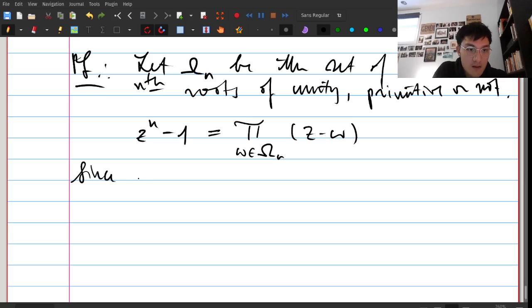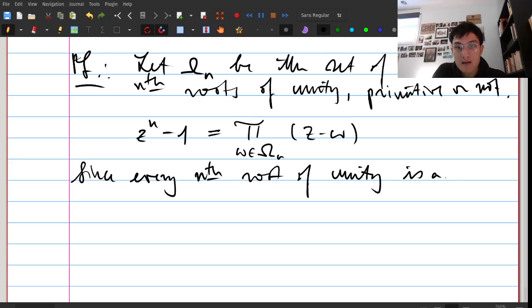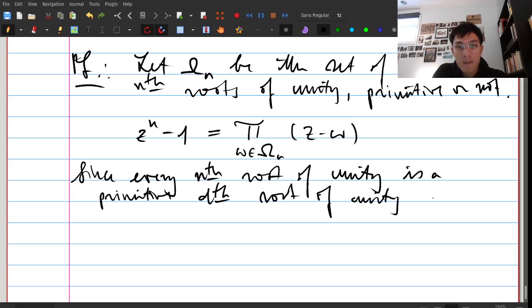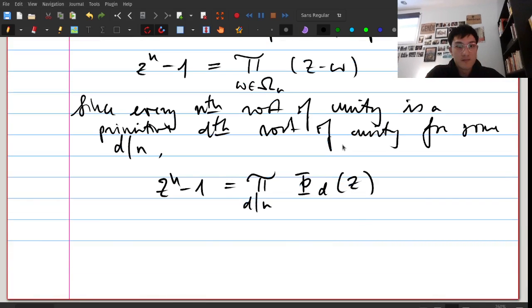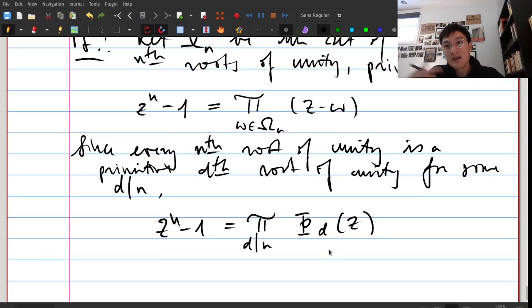Since every nth root of unity is a primitive dth root of unity for some d dividing n, we can group the roots together according to their respective divisors d. If we do that, we'll get exactly this formula, the product over d dividing n of phi_d of z. Now we can see by induction that we can peel away cyclotomic polynomials. If we can prove it for 1, then 2, then 3, or everything that divides n, we can peel away the cyclotomic polynomials and get the formula.